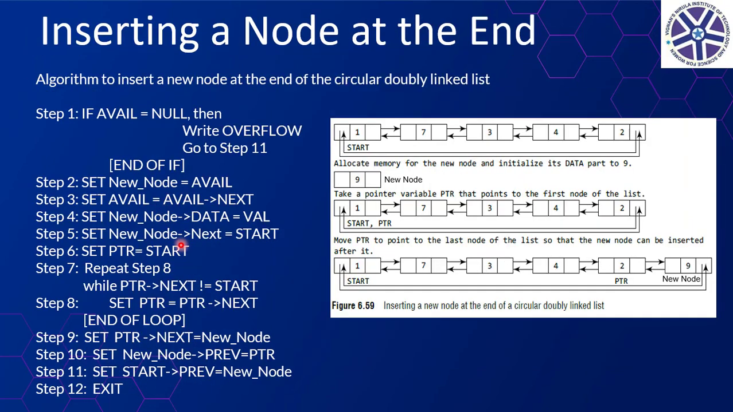Now let us see inserting a new node at the end. So this is a doubly circular linked list. We want to insert this new node at the end of this. Here we need to address the last node, because after this node we need to insert the new node, and after inserting we need to connect this new node to the first node, that is start. So let us see how we are going to do that.